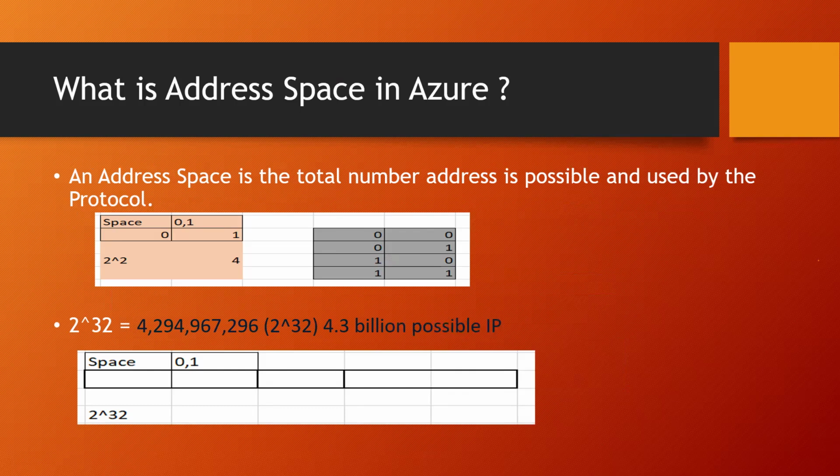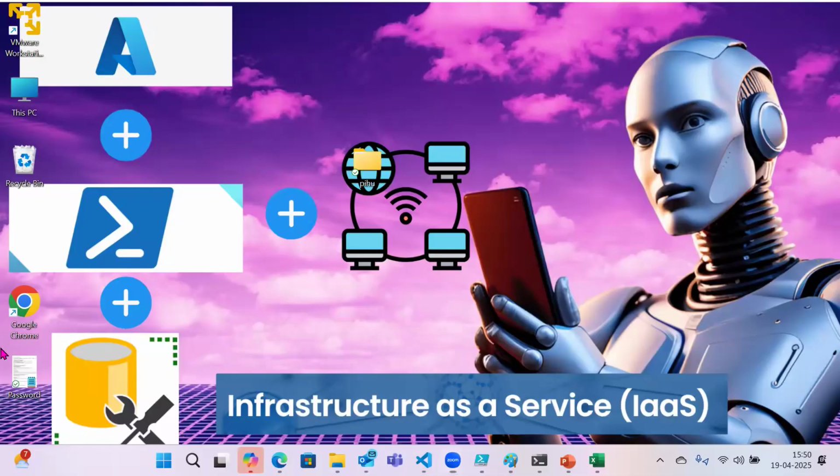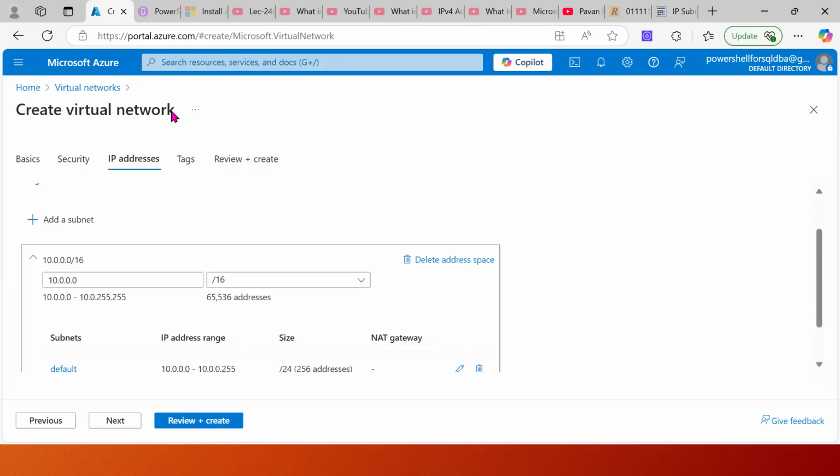And now there is a very, very important thing that is called address space. This address space you will be able to see in your Azure portal. If you go there, you can see the address space.